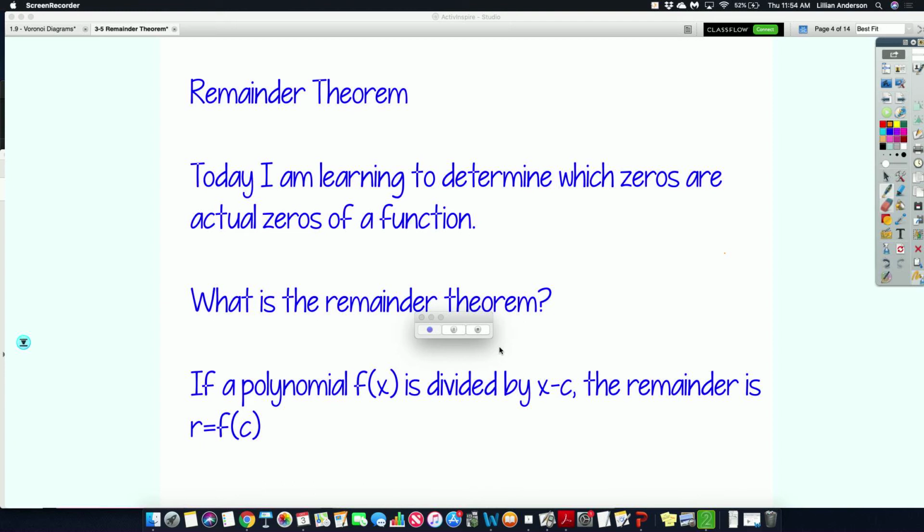Okay. Later on in the lesson, we're going to do some long division, some synthetic division with polynomials. That's going to actually help us do our last lesson of the unit, which is a beast. Okay. So here we go.